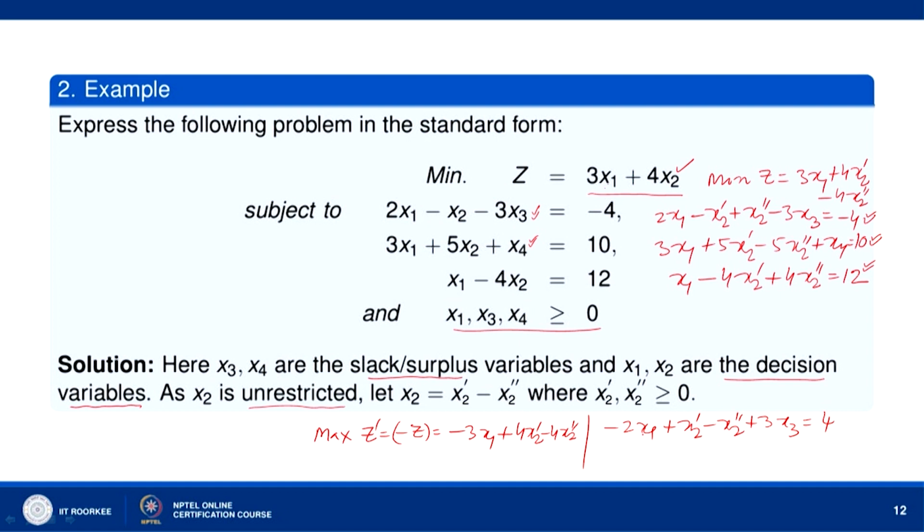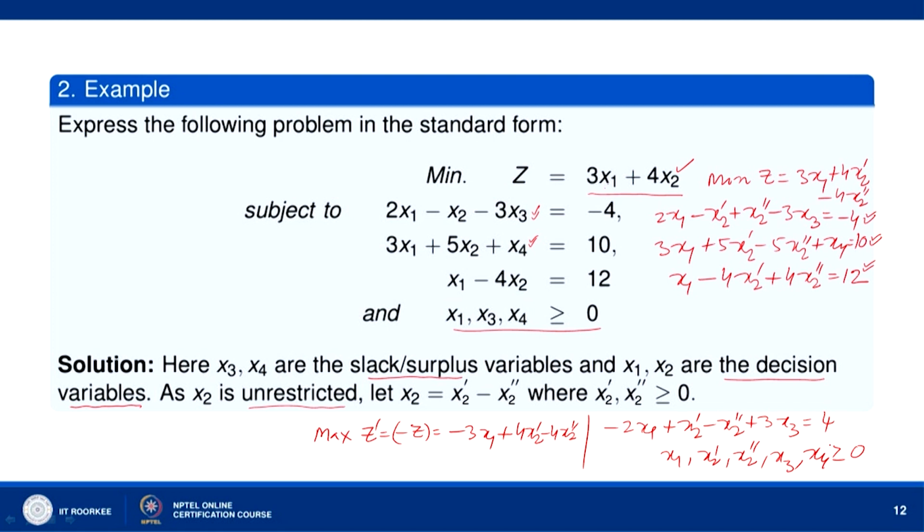The constraints are minus 2 x 1 plus x 2 dash minus x 2 double dash plus 3 x 3 equal to 4, that is one constraint, and the other two are 3 x 1 plus 5 x 2 dash minus 5 x 2 double dash plus x 4 equal to 10 and x 1 minus 4 x 2 dash plus 4 x 2 double dash equal to 12. And we have x 1, x 2 dash, x 2 double dash, x 3, x 4 all non-negative.